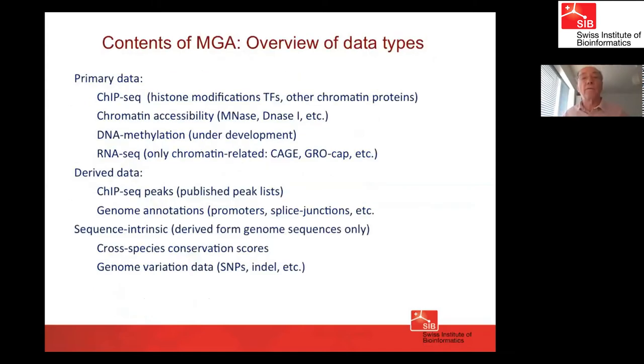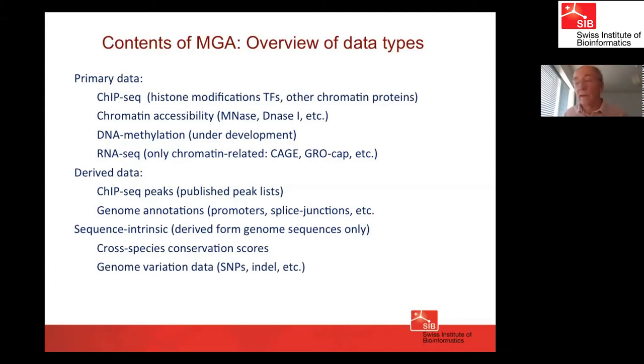Now, just a very brief overview of the MGA. It contains primary data: ChIP-seq, chromatin accessibility, DNA methylation, not much for the moment, and transcription profiling data. We call it now transcription profiling because it contains only data that are related to the transcriptional process and which are collinear with the genome. So we exclude RNA-seq data that are produced from spliced cytoplasmic RNA.